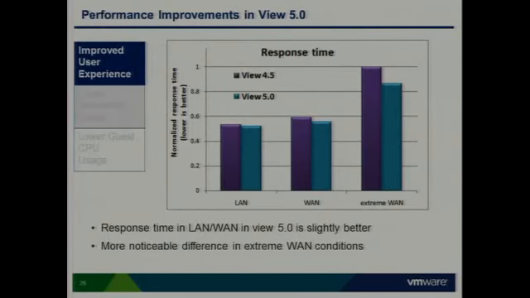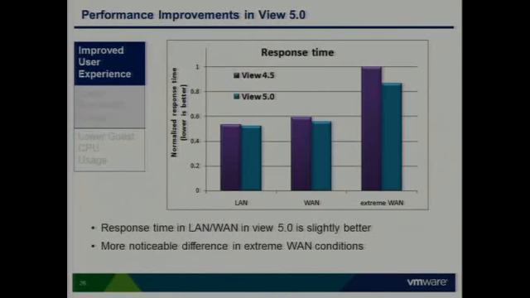So here are the results comparing View 4.5 and 5.0 for user response time. On the left, you see the legend for the performance metrics we are talking about, and on the right, you see the chart. The purple color is View 4.5, and the blue color is View 5.0. On the y-axis, you see the normalized response time.